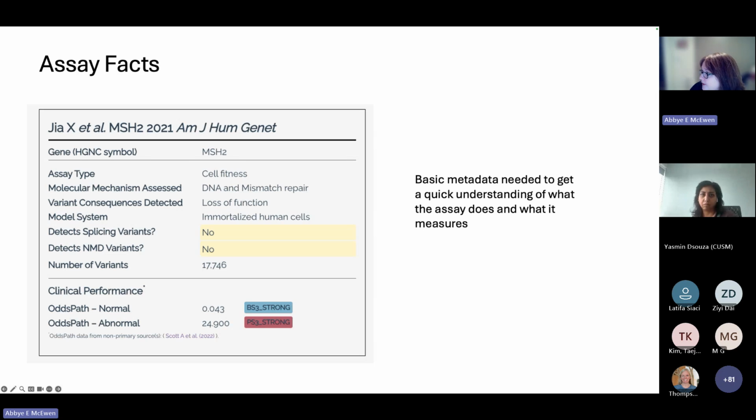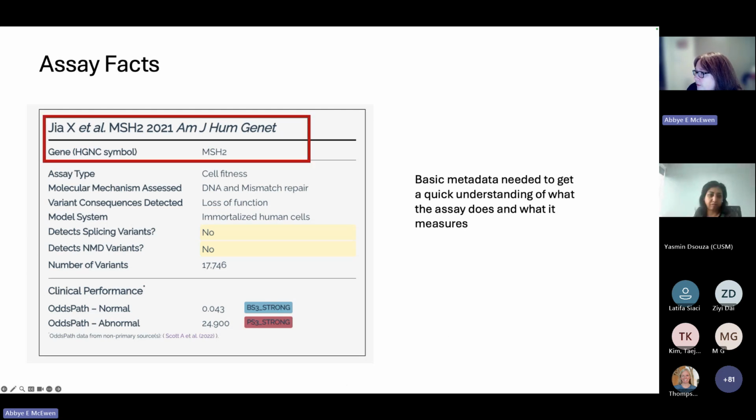Okay, one of the most important parts of this variant page is the assay facts label here. I like to think about this as the nutrition label on the back of a cereal box to give me warnings, something maybe high fat, something may not have a lot of vitamin C, etc. This allows you to understand what the assay is doing without having to read the whole paper.